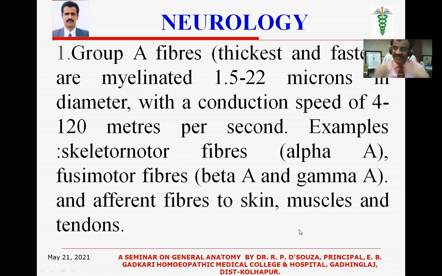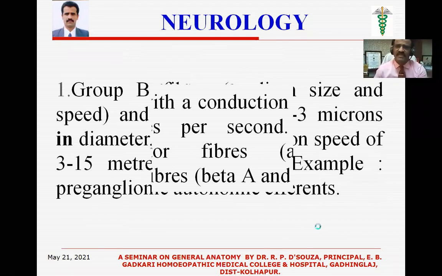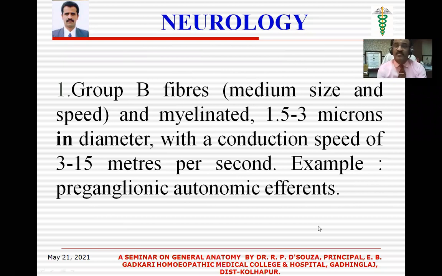So this is a conduction system in the nervous system. So there is a speed for that. Examples are skeletal motor fibers, alpha A, or fusimotor fibers, beta A and gamma A. Group B fibers have medium size and medium speed. They are myelinated, 1.5 to 3 microns in diameter. Example is preganglionic autonomic efferents.